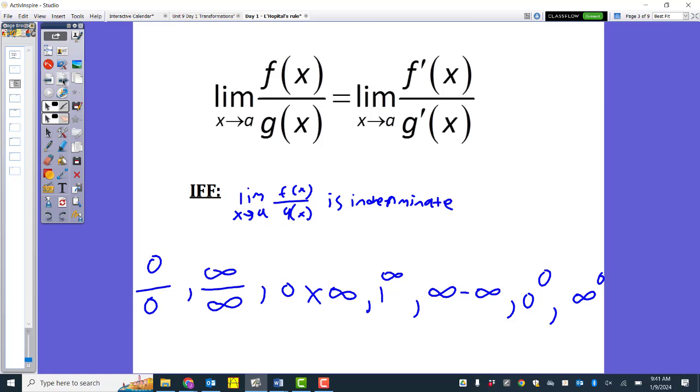Now this requires going back over some of our indeterminate forms. They're listed down at the bottom here. So 0 over 0, infinity over infinity, 0 times infinity, 1 to the infinity power, infinity minus infinity, 0 to the 0 power, or infinity to the 0 power. Those are all the ones that we're going to need to see here.